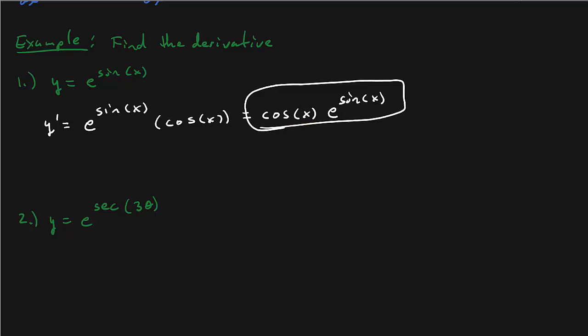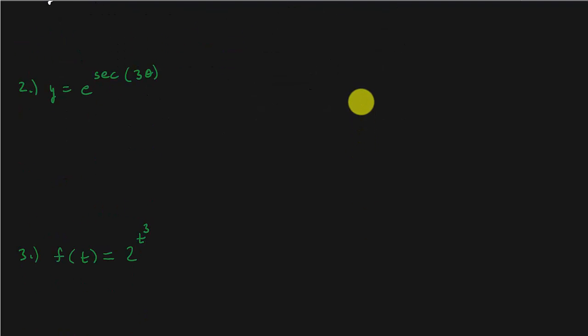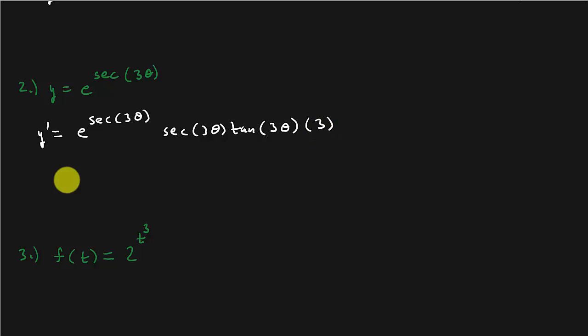All right, so let's look at the next one. What is this? This is y prime. It's just e to the power times the derivative of the exponent. What's the derivative of secant? Well, that's secant tangent, right? Times the derivative of what we're taking the secant of. So what's the derivative of 3 theta? That's 3. And so we get secant 3 theta tangent 3 theta.